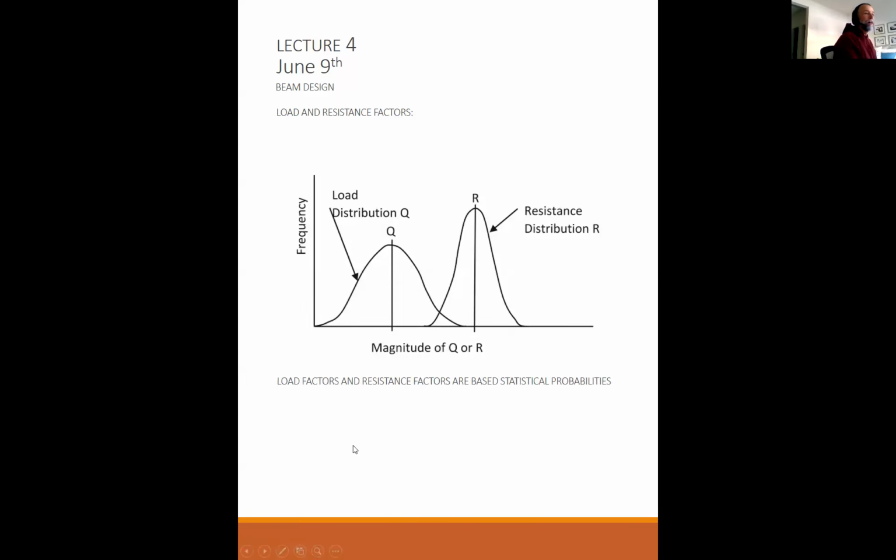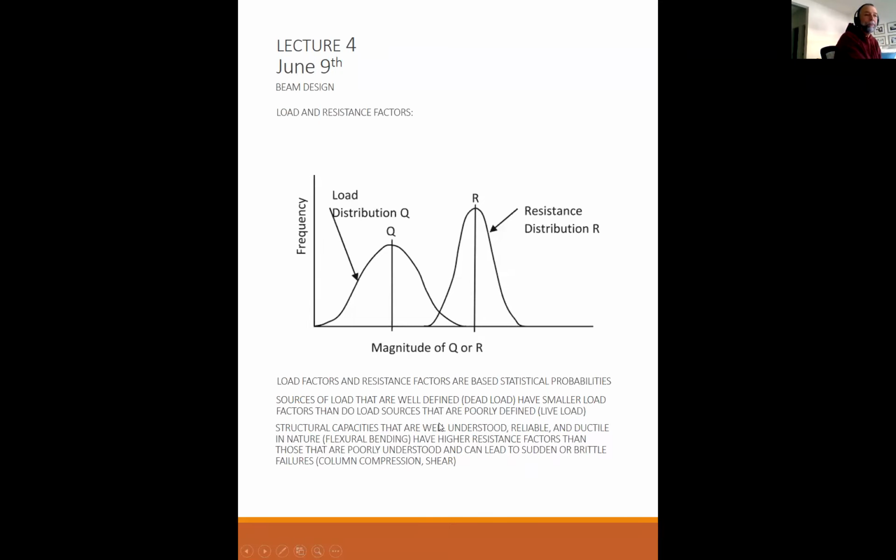So load factors and resistance factors are based on statistical probabilities. Sources of load that are well-defined, like dead load, have a smaller load factor than load sources that are poorly defined, like a live load. Structural capacities that are well understood, reliable, and ductile in nature, like flexural bending, have higher resistance factors than those that are poorly understood and can lead to sudden or brittle failures, like column compression or concrete in shear.